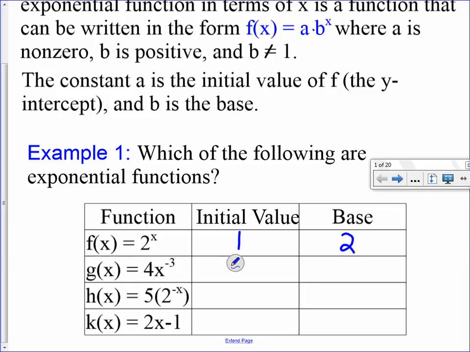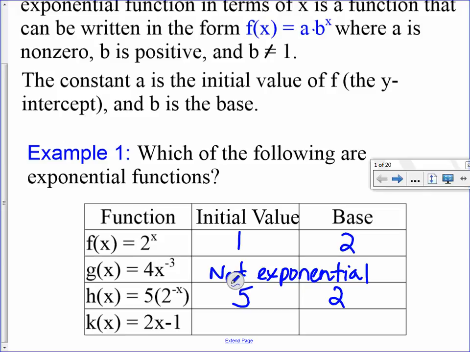All right, the next one is g of x equals 4 times x to the negative 3 power. This is not exponential. This is actually a rational function. But for now, we'll just say not exponential. Okay, the next one is h of x, which is 5 times 2 to the negative x power. That one is exponential. Again, look at your exponent. It's a variable. Here, the initial value, or a, is 5, and the base is 2.